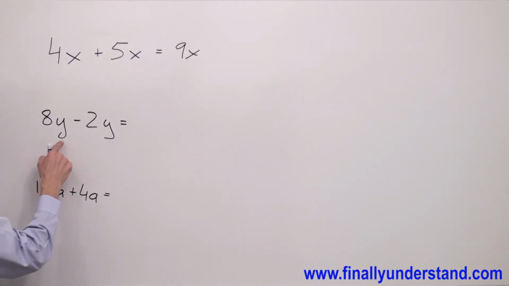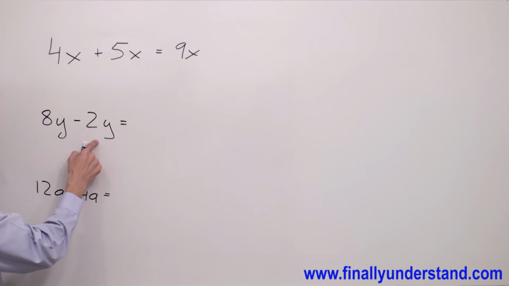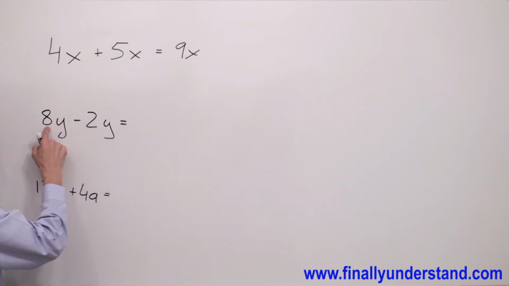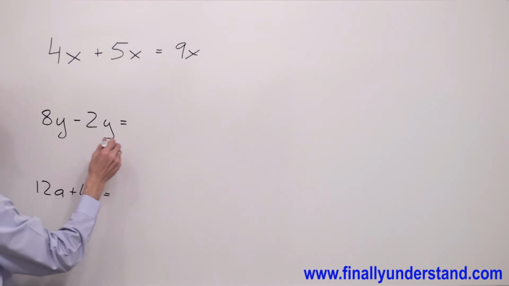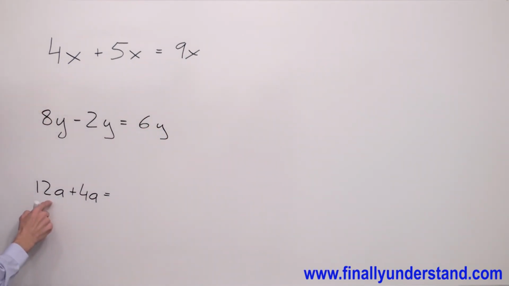Now, please notice that I have 8y minus 2y. These two terms are like terms. Why? Because I have the same variable next to the numbers. So I have 8y minus 2y is equal to 6y.